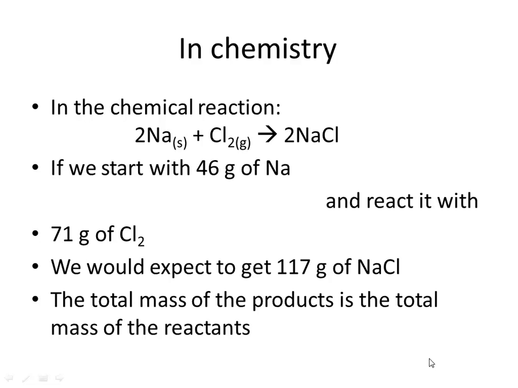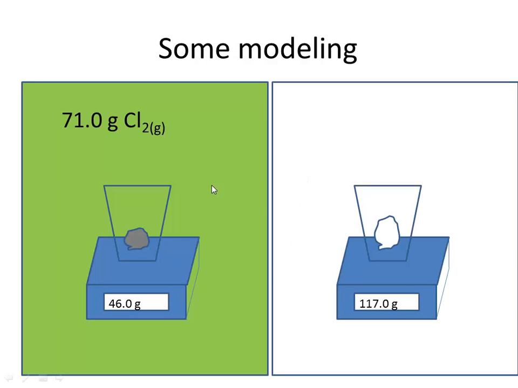So the key thing here, guys, is that the total mass of the reactants is equal to the total mass of the products. So in this case, if we started off with 71 grams of chlorine gas, look up here, and 46 grams of sodium metal, after it reacted, I would expect the total mass to be 117 grams. Because I have the chlorine gas, which has mass, reacting with the sodium metal here. After it all reacts and it finishes reacting, the mass should be the same.